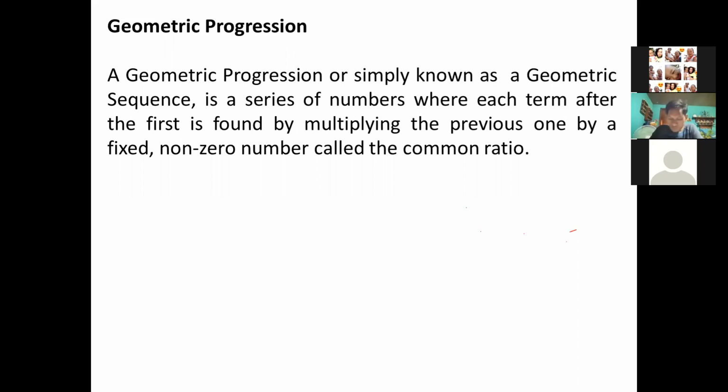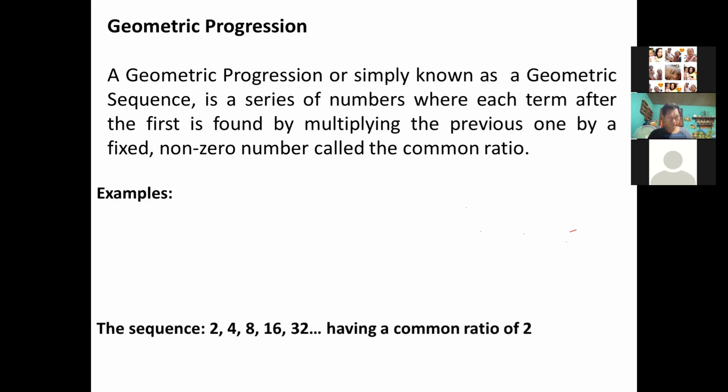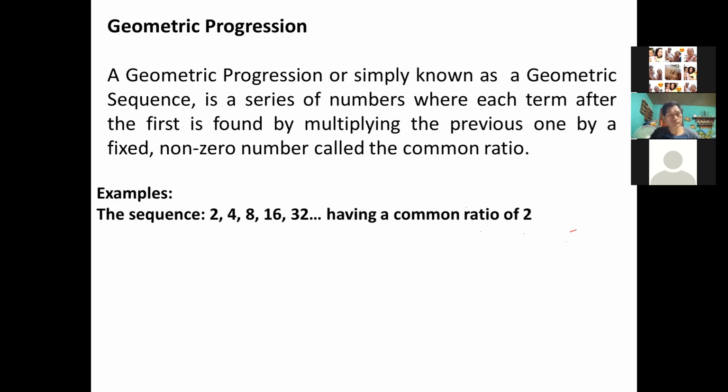Kung kanina, ang pagkakasunod ng mga numbers natin written into a sequence, common difference ang pinag-uusapan. Dito, common ratio or the quotient. Meron silang common quotient or common ratio. Let me cite you some examples. 2, 4, 8, 16, 32. Common ratio of 32. Why?